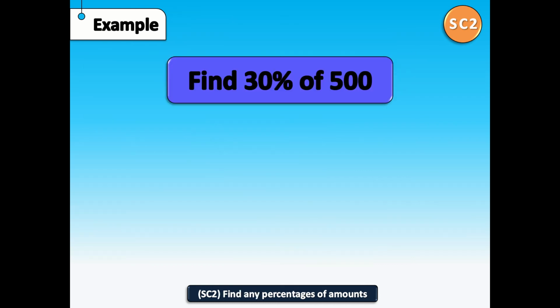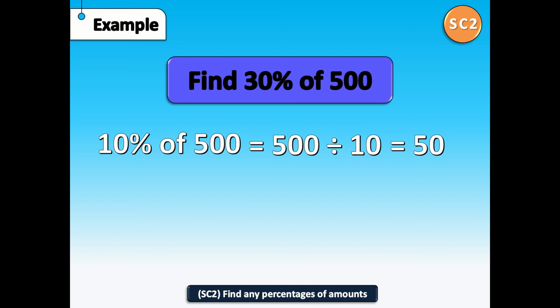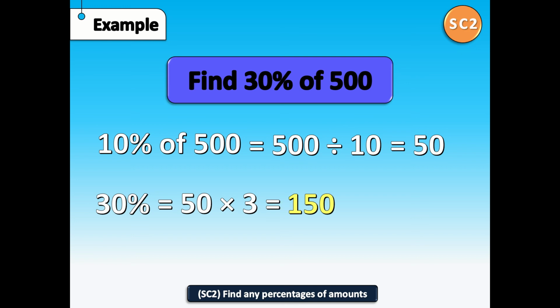Now let's have a look at a question like this. So we want to find 30% of 500. So I can find 10% of 500, which would be 50. So 30% of 500 would be 3 lots of 10%, which is 150.